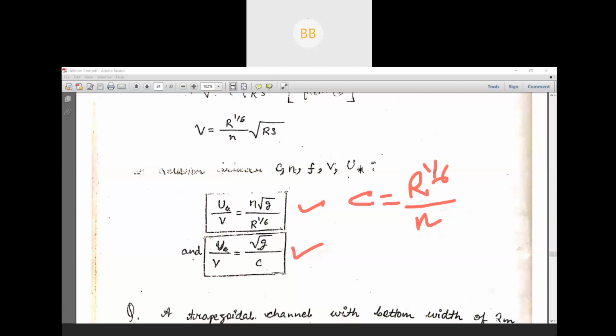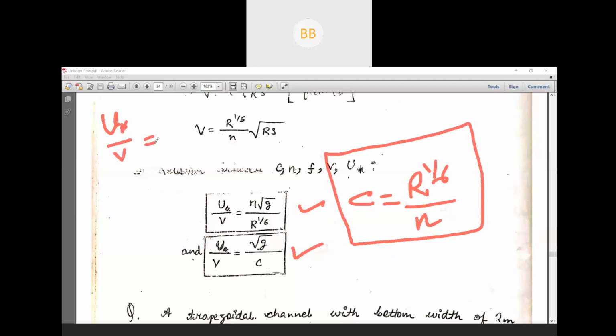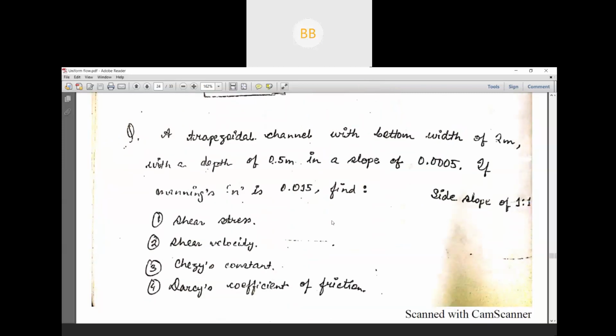So this constant is equal to R to the power 1/6 divided by n. And this is nothing but your shear velocity divided by velocity, which is equal to root over f by 8... and in place of C, we can write R to the power 1/6 divided by n. So using those equations, we are going to solve one numerical. This is the last numerical for this chapter.